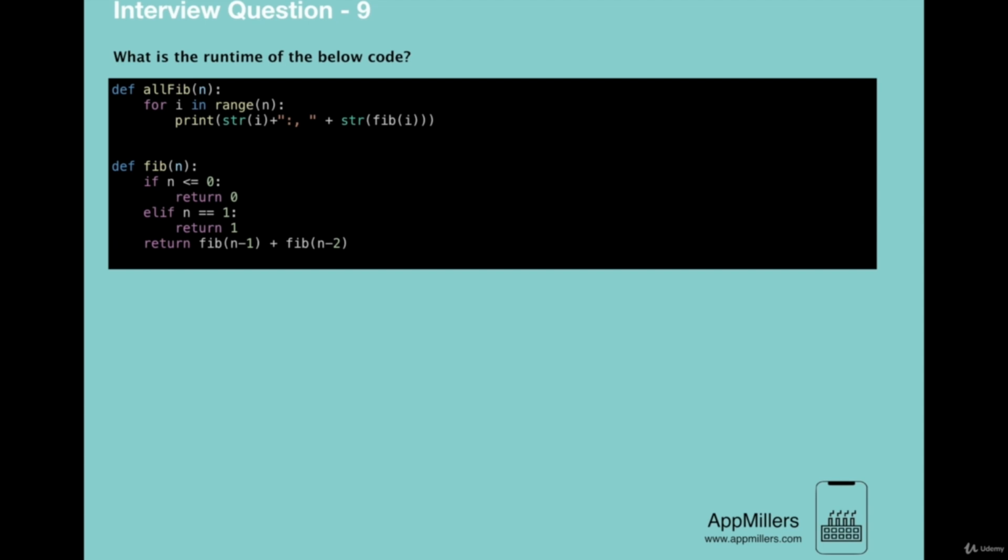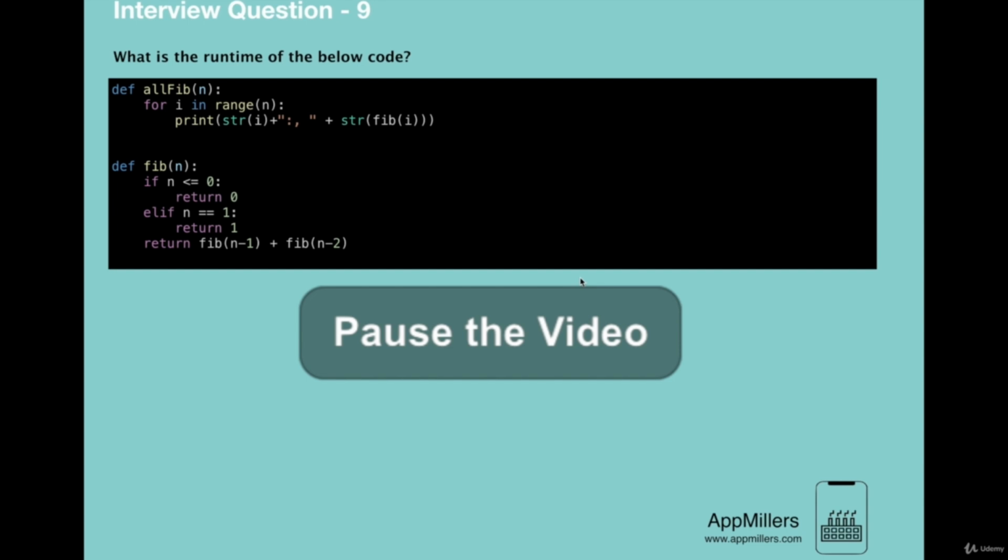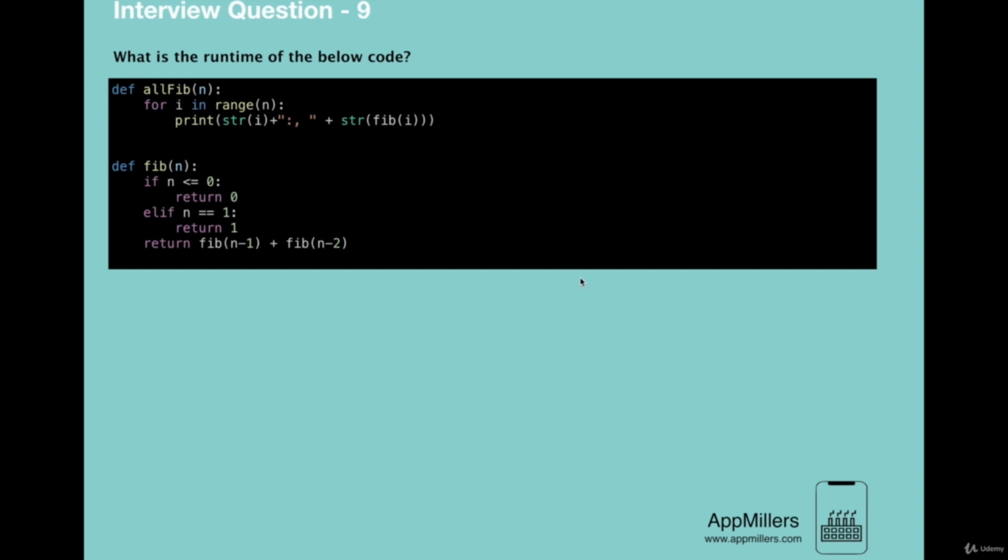Question number 9. In this question, we have two methods. In the second method, we calculate Fibonacci numbers. In the first method, we print numbers along with their Fibonacci value. So what's the time complexity of this code? Now here again, I want you to pause the video and come up with your own answer. Alright, hopefully you have found the right answer. If you didn't, let's do it together.